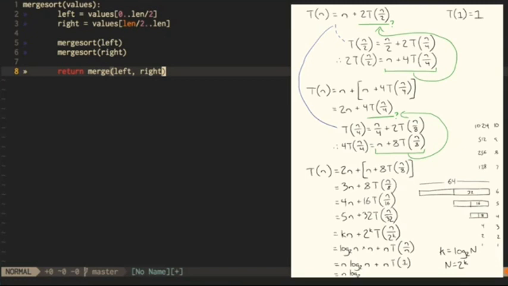Now we know that T of 1 is just 1, so this simplifies to n log base 2 of n plus n. Discarding the lower order terms and ignoring the base of the logarithm, which just works out to a constant, this algorithm's runtime is in the order of n log n.